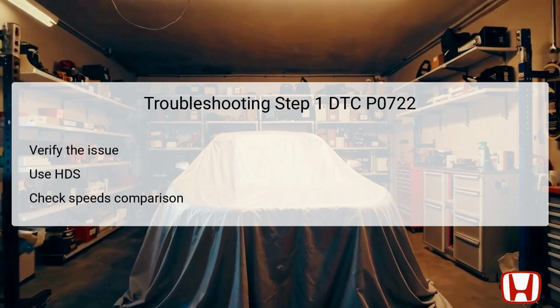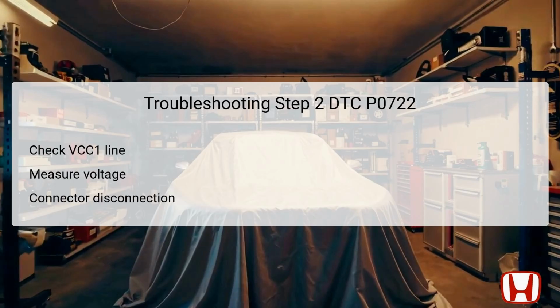With the vehicle running and the VSA, Vehicle Stability Assist, disabled, operate the vehicle with the shift lever in D while maintaining speeds over 12 miles per hour, 20 kilometers per hour. Monitor both input shaft speed and output shaft speed using the HDS. If these values are similar, the issue may be intermittent. If the speeds differ significantly, this indicates a persistent failure that requires further investigation.